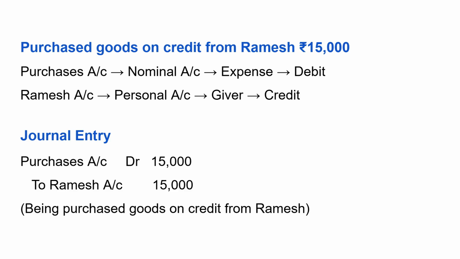When goods are purchased on credit, the supplier becomes the giver. So Ramesh is credited. This entry creates a liability.